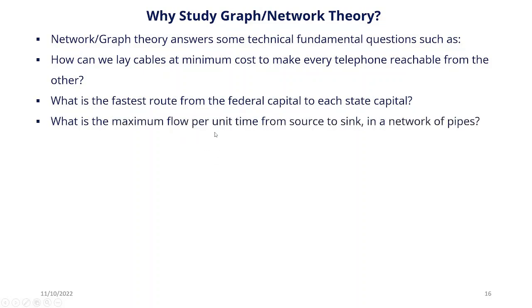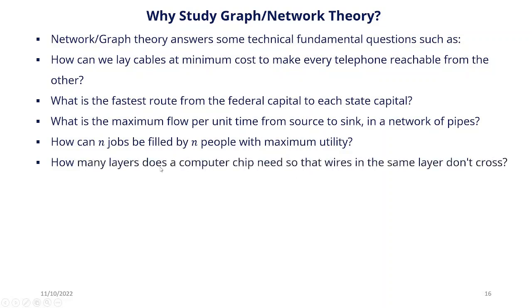What is the maximum flow per unit time from a source to sink in a network of pipes? This is very important when you consider a process system, a city water supply system, so on and so forth, or even the system in a building. You are constructing a building. This can help you to optimize the system design. How can n jobs be filled by n people with maximum utility?